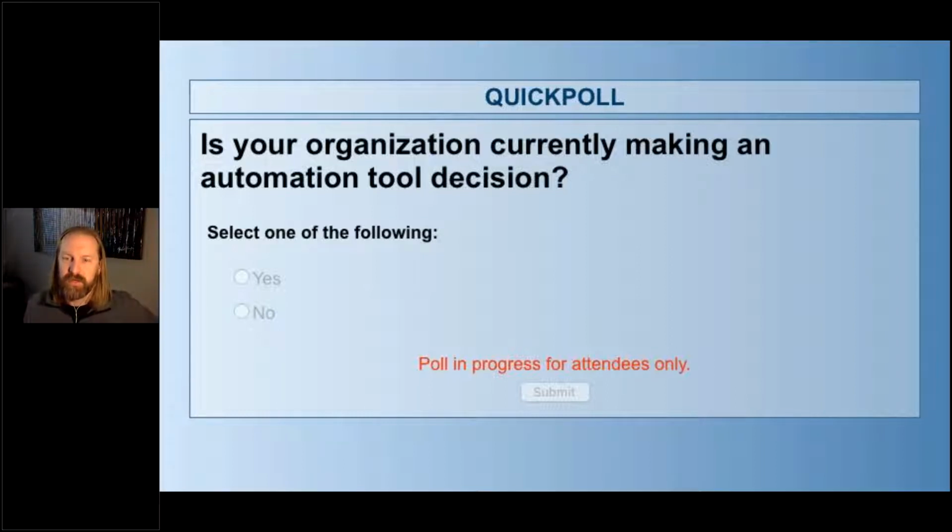It looks like we're getting close to 60% of folks voting, and I usually turn it off around 70 or 80. So we'll see. We're running neck and neck here. It's kind of back and forth between who wins this on the yeses and nos. Are you one of the folks that are making a decision on test automation tools or not, is the question. So with 76% voting, I'm going to close that off.